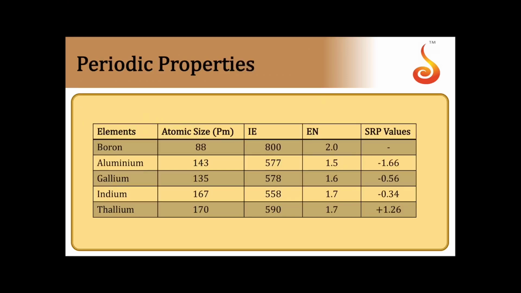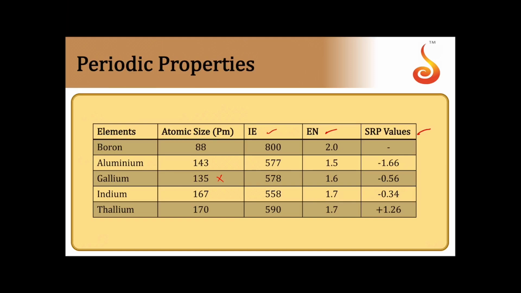First, periodic properties: atomic size, ionization potential, electronegativity, as well as reducing strength, nothing but SRP values. See the trend down the group. Atomic size increases down the group. It is increasing from boron to aluminium, but gallium has lesser size when compared to aluminium. The remaining two are increasing down the group.